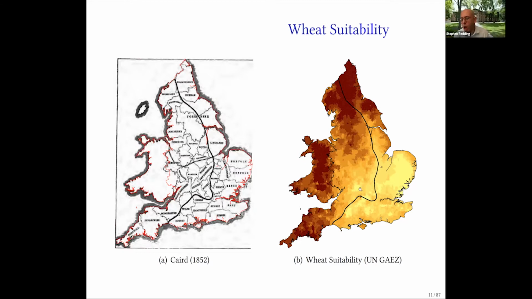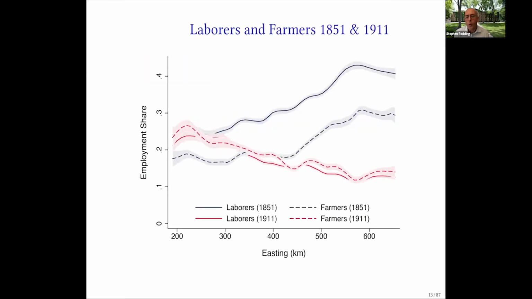And you also see there's quite a bit of variation we can exploit within these areas. What do we find? Well, this just illustrates large-scale structural transformation. We've got here the share of laborers and farmers in employment in 1851 in dark blue, and then in 1911 in red. And on the horizontal axis here, we've got lines of longitude going from west to east. And what do you see? You see in 1851, there are more farmers and laborers in the east than there are in the west.